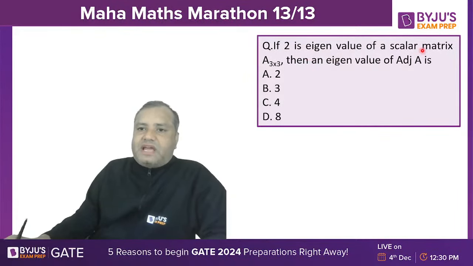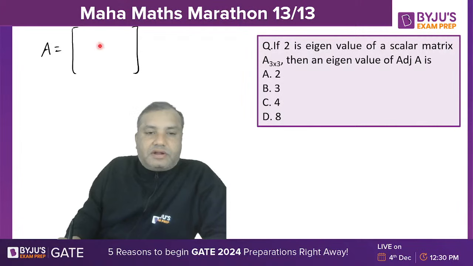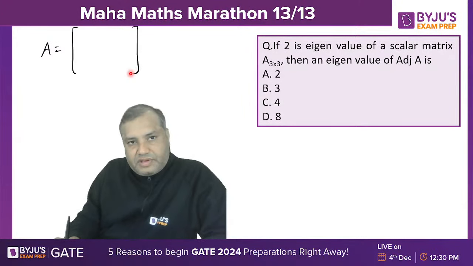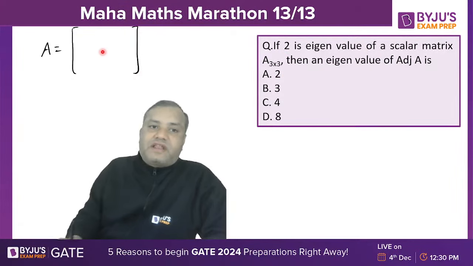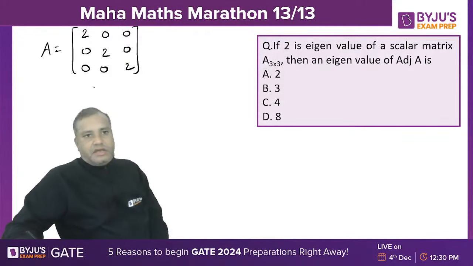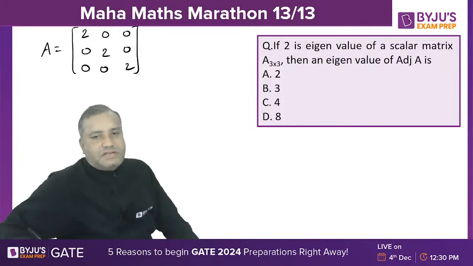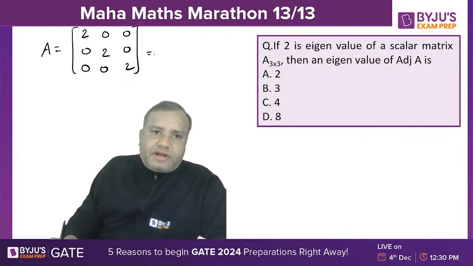See here, if 2 is an eigenvalue of a scalar matrix, hello, for a scalar matrix, diagonal elements are all the same. For a scalar matrix, diagonal elements are the eigenvalues. They have said that 2 is an eigenvalue of a scalar matrix, so 2 is present on the diagonal. That's it. If 2 is given as the eigenvalue of a scalar matrix, it means matrix A will have all of its diagonal elements as 2 and all others will be 0. That's it. So what is its determinant? Product of diagonal elements.